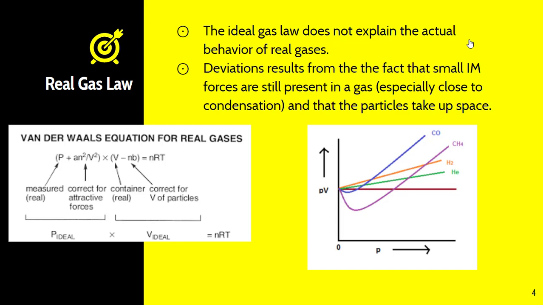P times V, that line going straight across. If we look at real gas scenarios, you can see the different products you get when you multiply P times V. Furthermore, take a look at the one that's closest to the top. It is CO. CO is polar, whereas CH4, H2, and He are decreasing in polar character, increasing in nonpolar character. So what this tells us is that polar molecules tend to deviate more from the ideal gas law than perhaps nonpolar molecules.